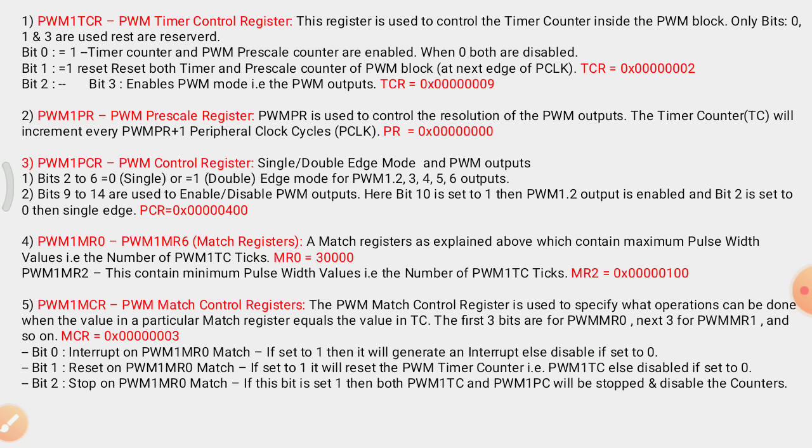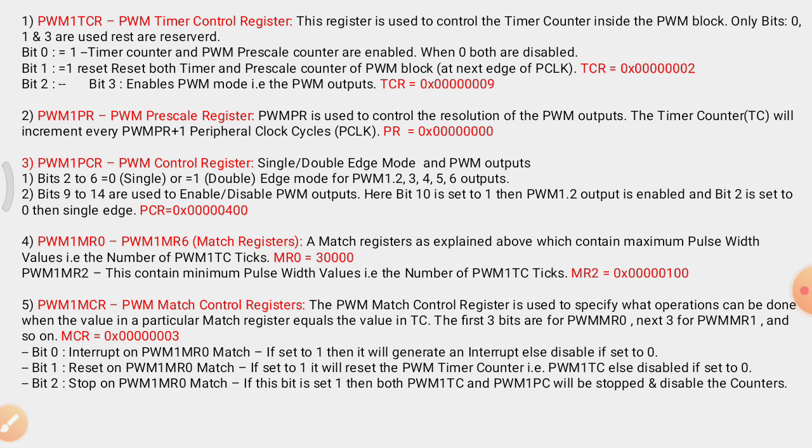Then bit 2 is not usable, and bit 3 is used to enable PWM mode. That is the output mode. Here we are enabling PWM 1 output 2. Overall, to enable the outputs of PWM, we are setting bit 3. So TCR is equal to 0x00000009.